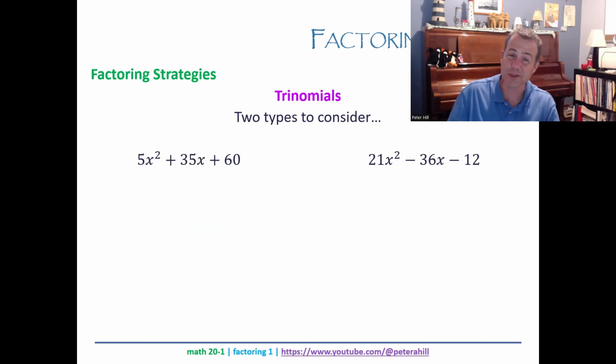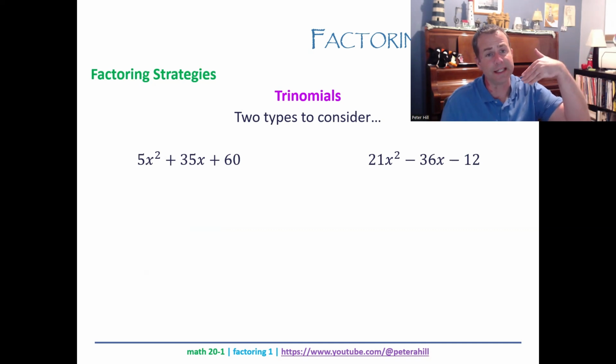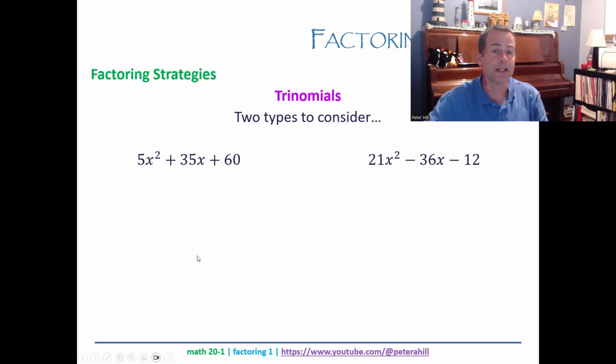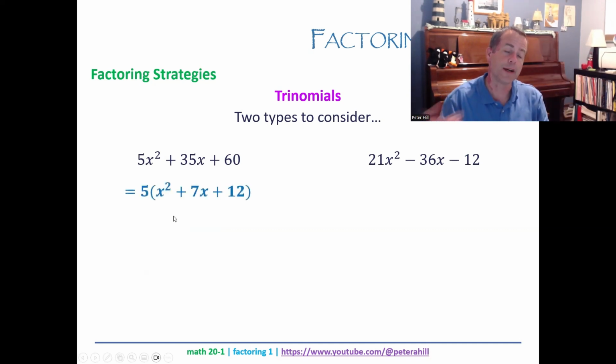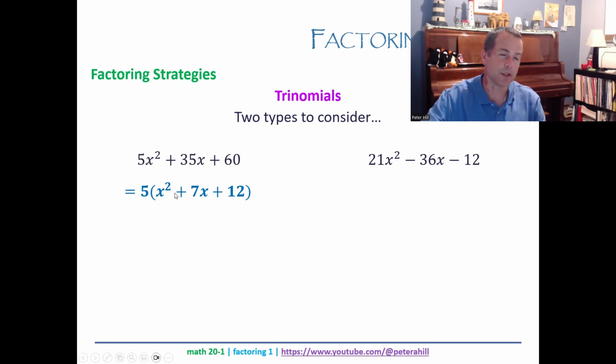So the first thing I want to do is take out the 5 for two reasons. Number one, you have to. These questions are going to say completely factor. Number two, if you do it at the beginning, your numbers are all smaller and just easier to deal with. If I take out the 5, I'm left with x squared plus 7x plus 12. Now I'm going to look at factoring this. I'm looking for two numbers that multiply together to give me 12 and add together to give me 7. That would be 3 and 4.